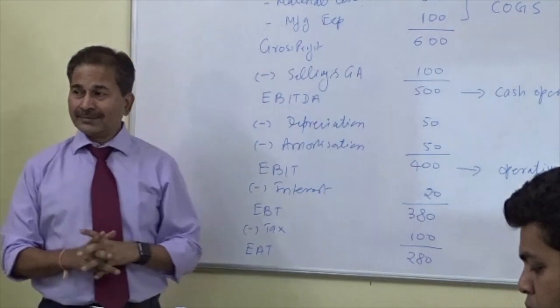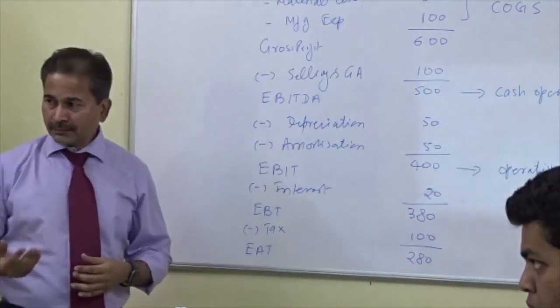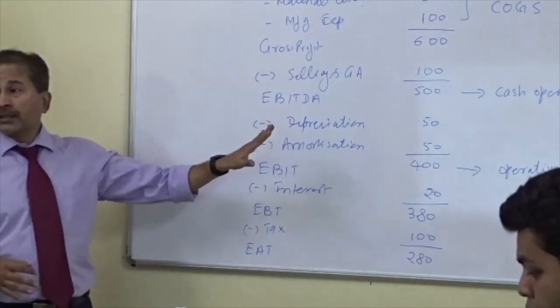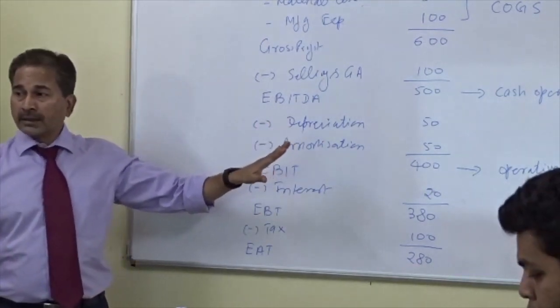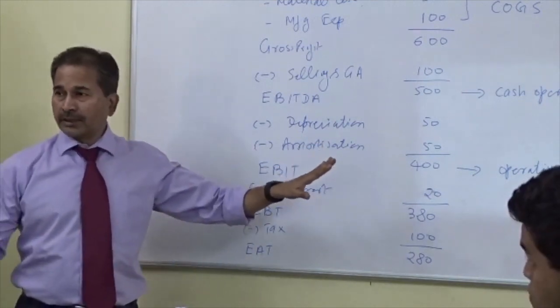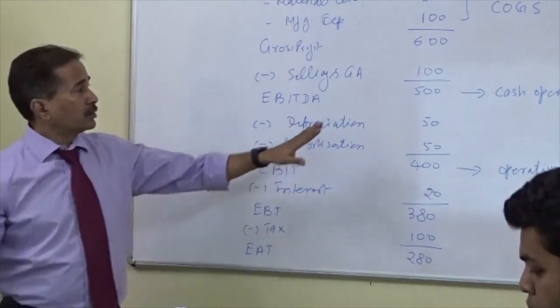Cash operating profit is before deducting depreciation, after deducting cash expenses. So deducting this depreciation amount will not outflow our actual cash, but it will only be book entries. Absolutely, very good. Rajat, why would we call this EBITDA as cash operating profit?